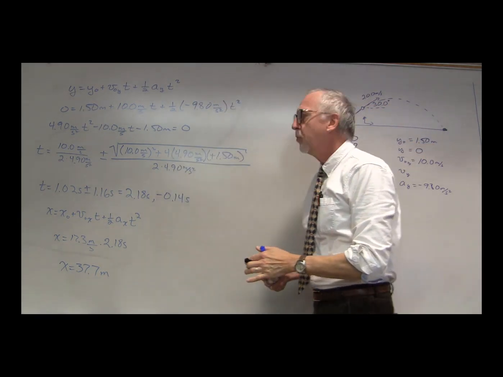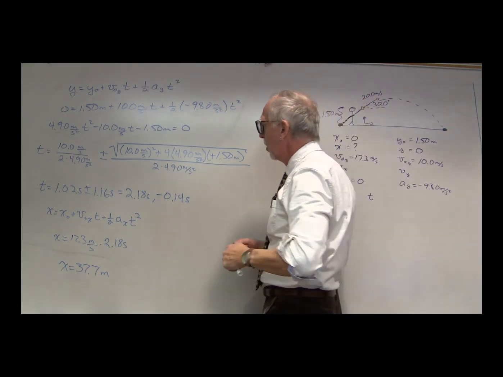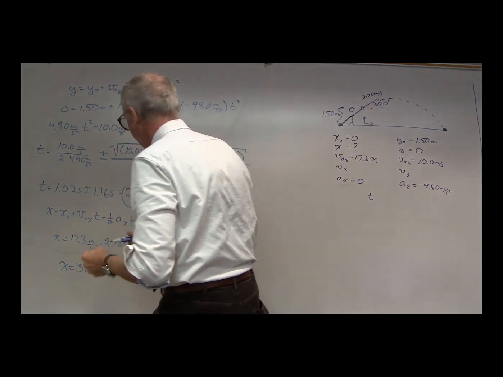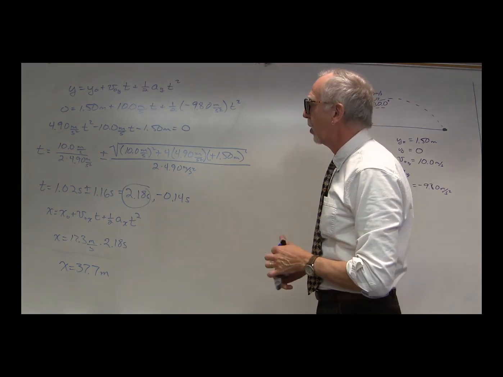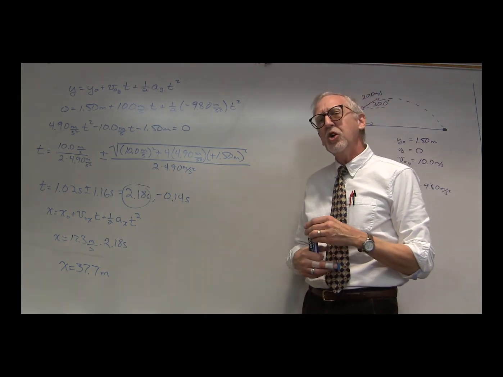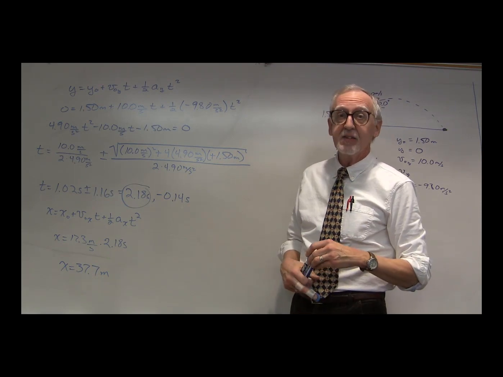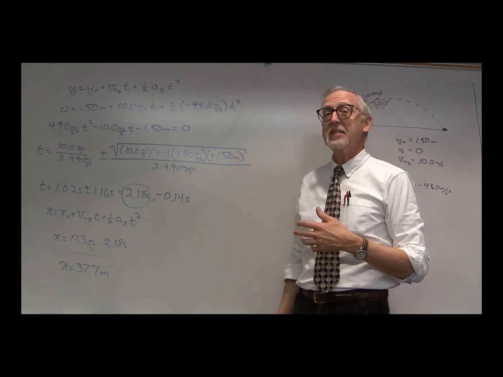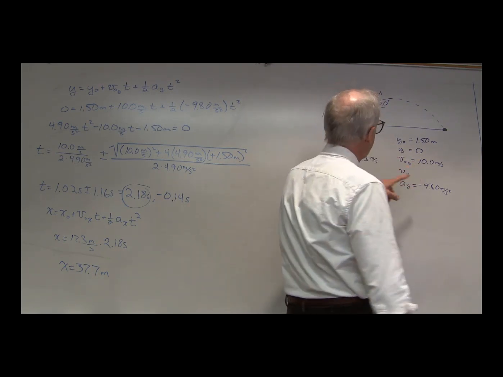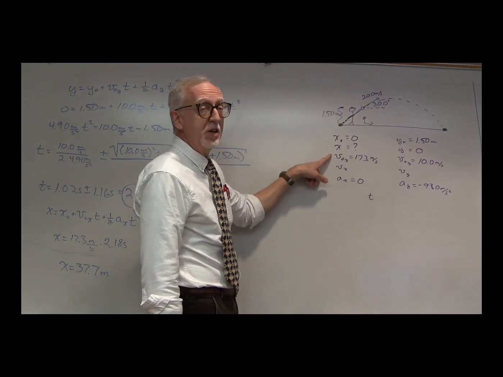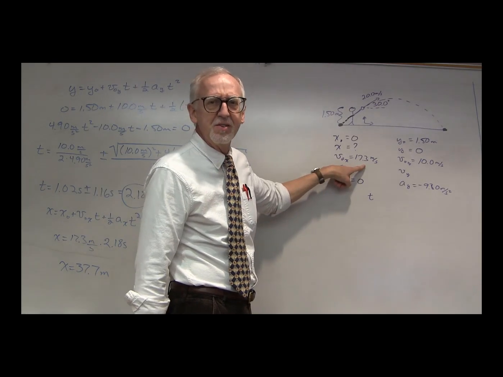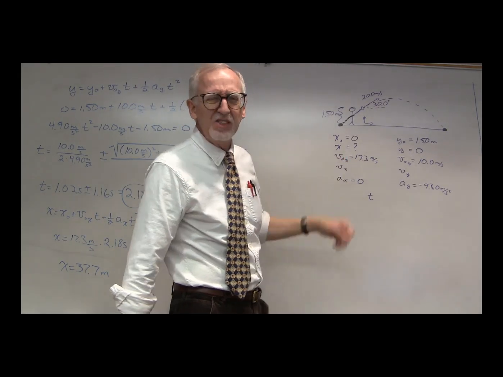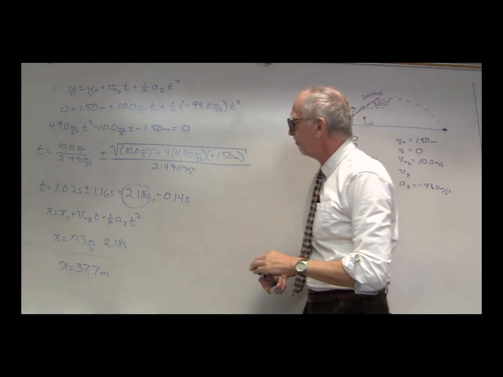Which one do we want? We want the positive time. We want the 2.18 seconds. Sticking that into our third equation for x. The fact is that we could use the second equation for x if we remembered, because ax is 0, that Vx is equal to V naught x, and so this is also going to be 17.3, and then you could use the second equation in x. I just typically like to use the third equation.